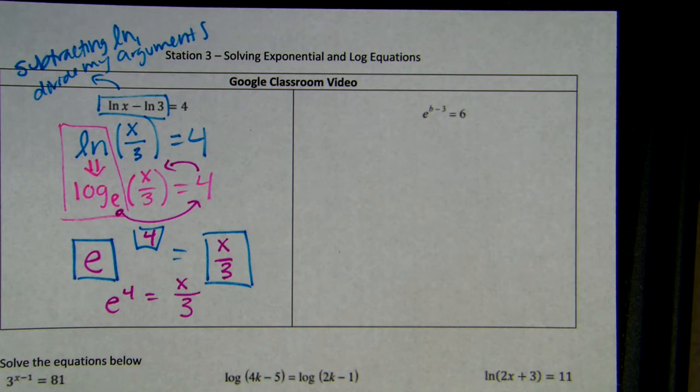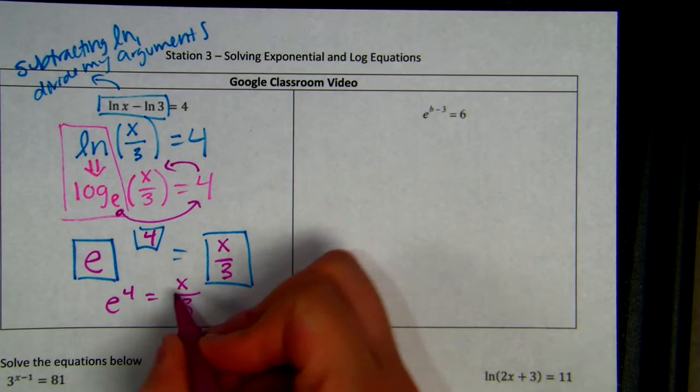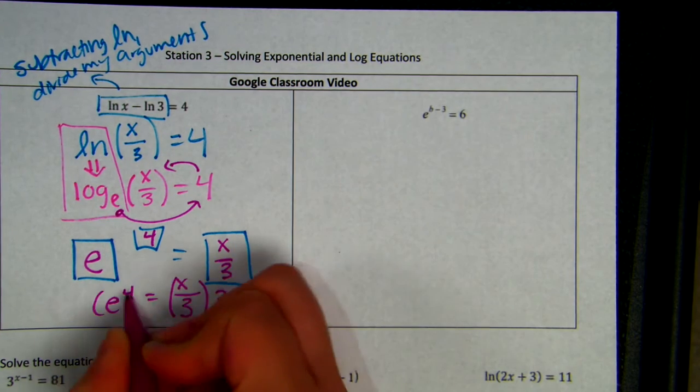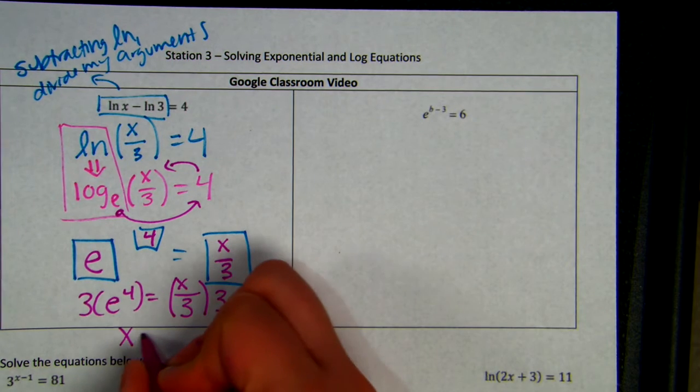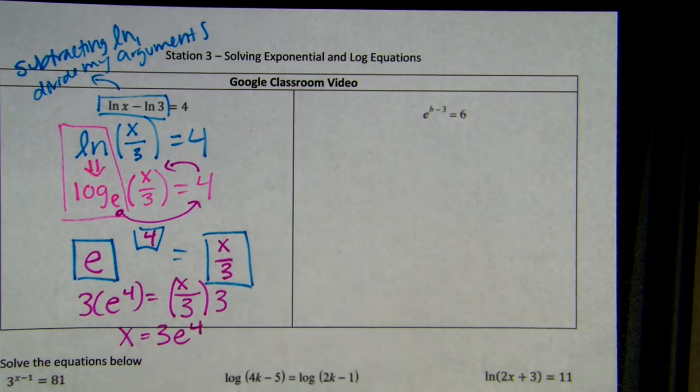I want to get this x by itself, so what can I do? I'm going to multiply both sides by 3. X equals 3e to the 4th. I don't know what that is as a number that doesn't involve e. I'm going to grab my calculator.